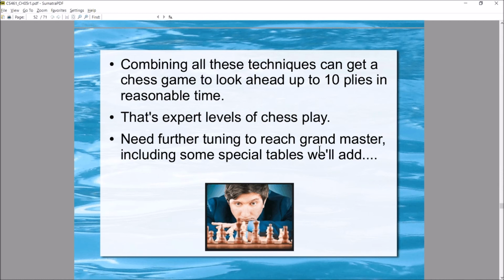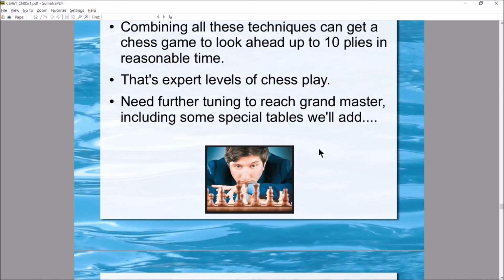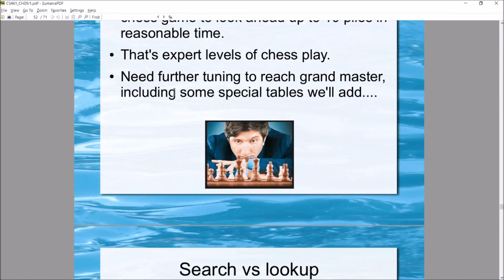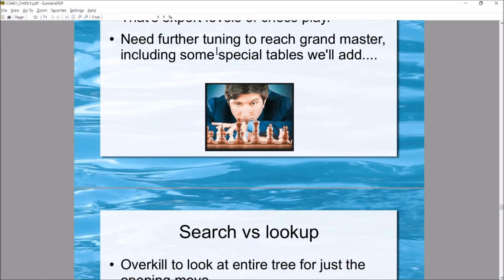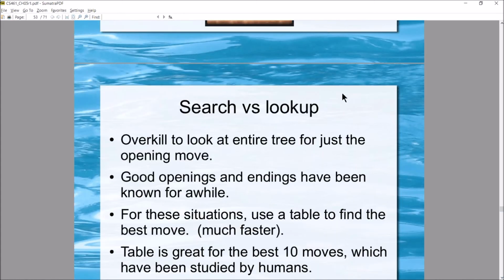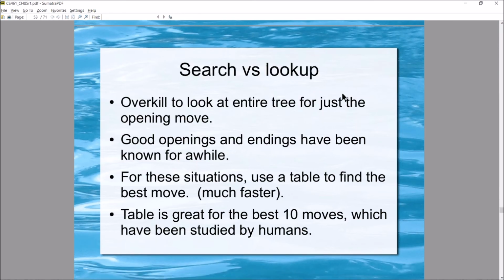If you tune this even further, researchers were able to get an AI that could play at grandmaster level. Now, that additional tuning required the use of some special tables, or that tuning included using special tables. So we'll talk about that a little bit.